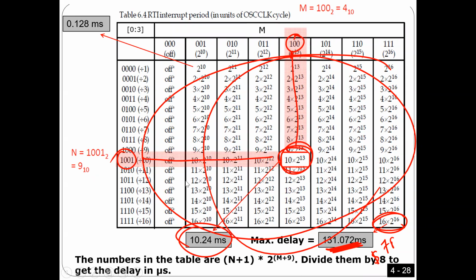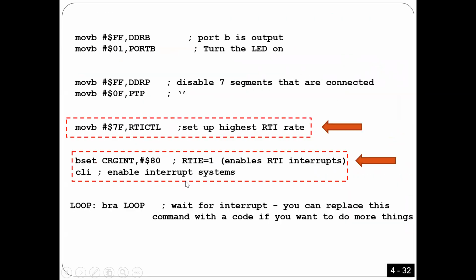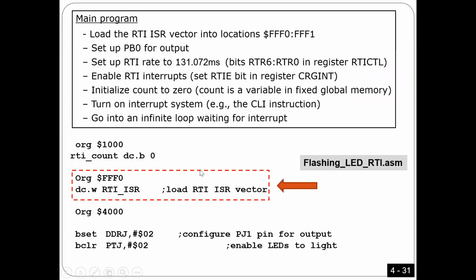Okay, so now let's see the program. Now I want to make a flashing LED. How can I do it? I want to write the code in Archi to do the flashing LED. How can I do it?